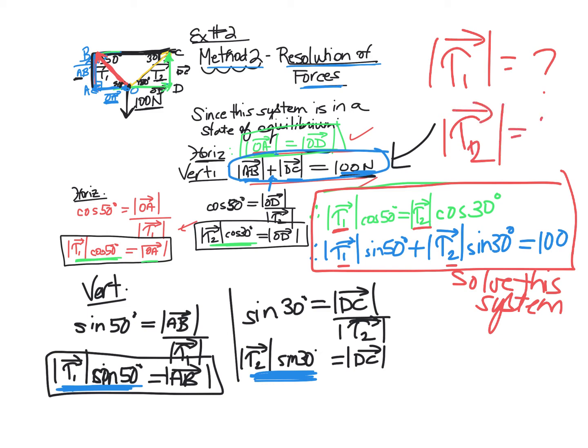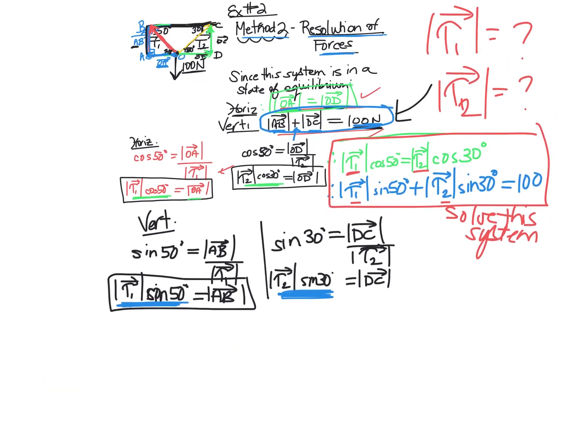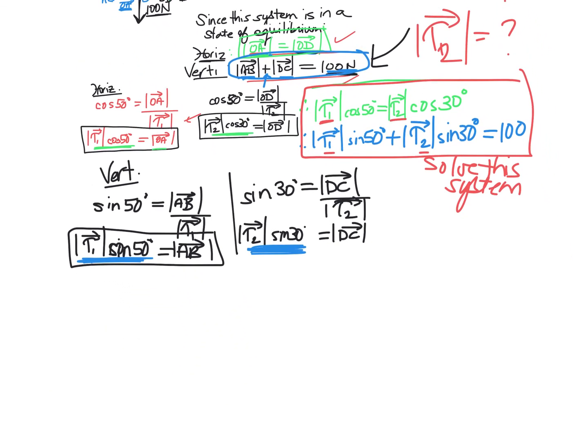So I'm going to solve this one by substitution. I'm going to take my first equation and isolate one of the variables, sub it into the second equation, and then I'll have an equation with just one unknown. Then I can solve for that first unknown and then the second.